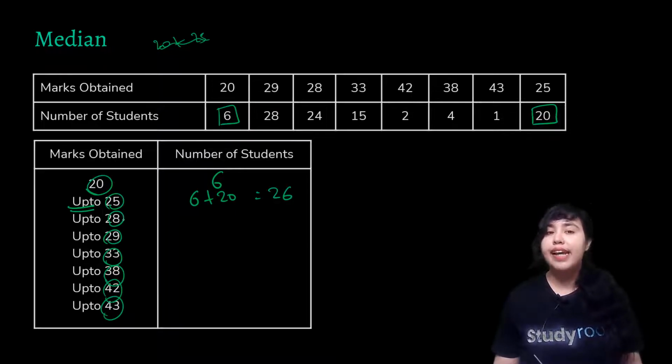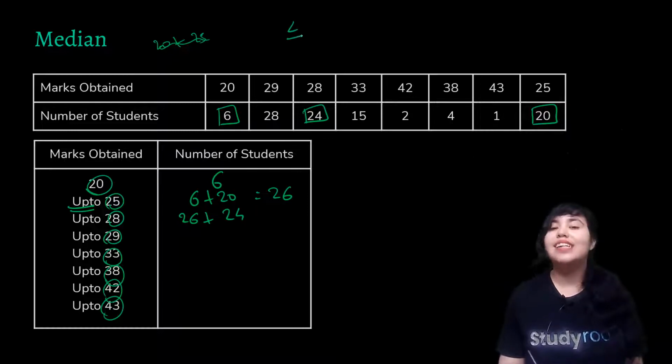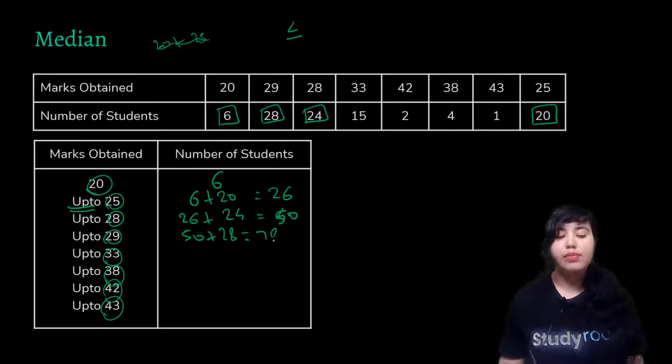Up to 28 means what? Up to 25, how many students got up to 25 marks? 26. And then how many students got 28 marks? 24. Up to means less than or equal to. So 26 plus 24 is 50. So this will become 50 plus 29 marks have been scored by 28 students. So 50 plus 28 will become 78.